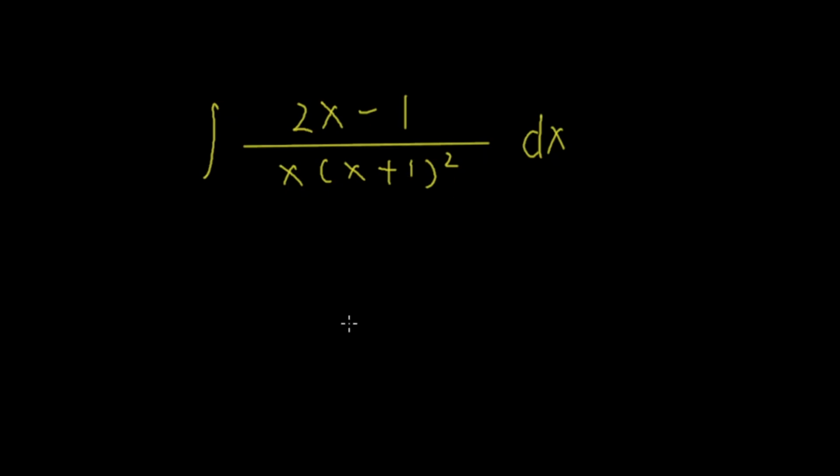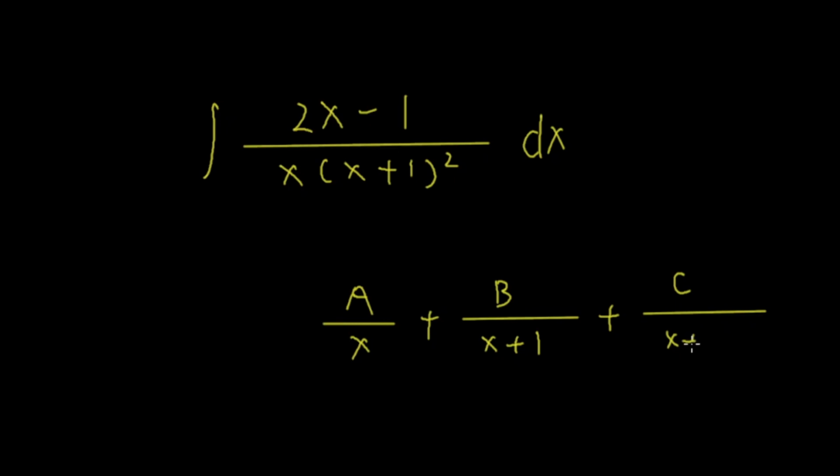So let's start with the first one. That will be A over x, plus this one here, B over x plus 1. Now, notice that x plus 1 is to the power of 2, so this is a repeated linear factor. So I have to write another fraction here, plus C over x plus 1 all squared, like that.